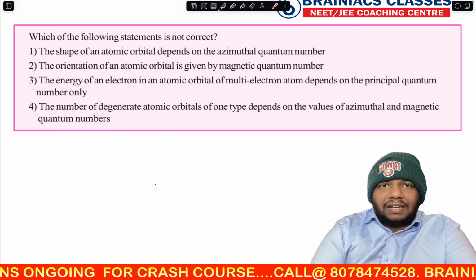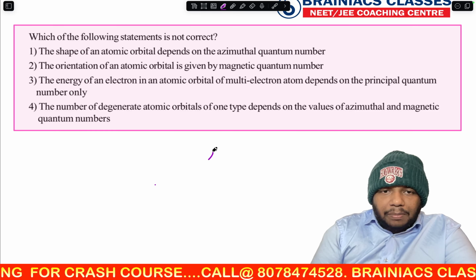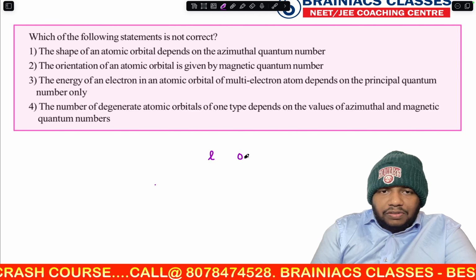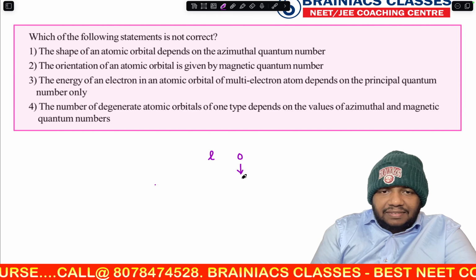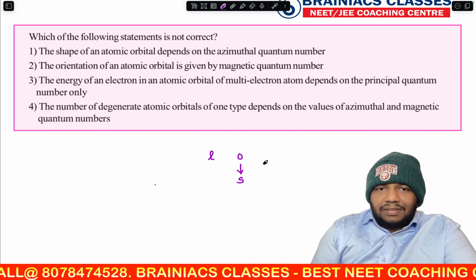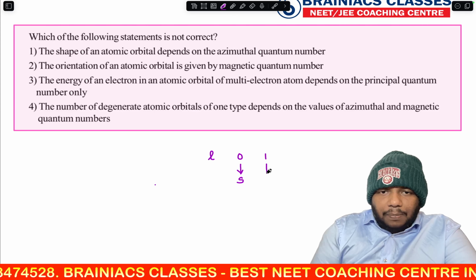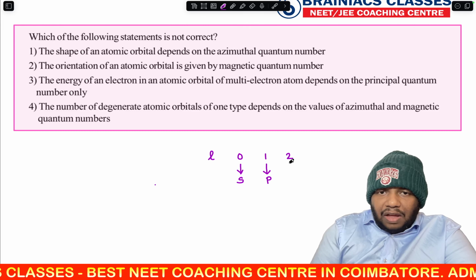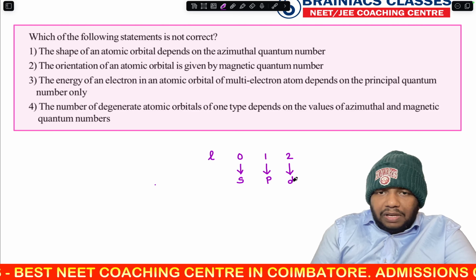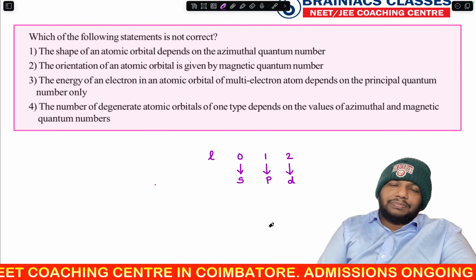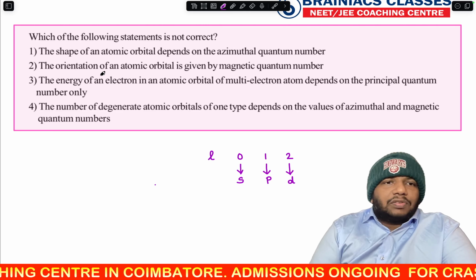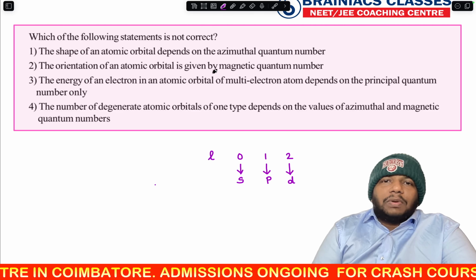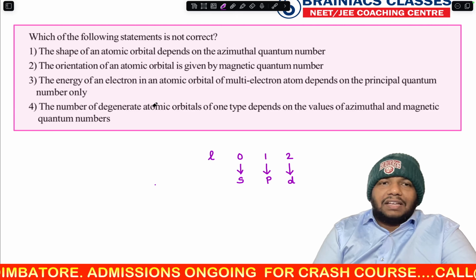It's completely correct, because we know that the azimuthal quantum number is L, and if the L value is 0, it represents the S orbital or S subshell. If it is 1, it represents the P orbital and it is dumbbell shaped, and if the value is 2, then it is the D orbital, and we know it's double dumbbell shaped. Correct. Next one, the orientation of an atomic orbital is given by the magnetic quantum number. Exactly correct. Why?